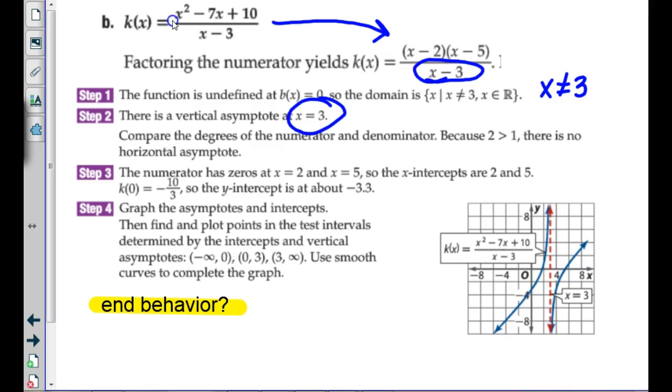The degree of the top, guys, remember this? This one we're going to call top heavy. Do you remember degree? The highest exponent power. So this is degree 2 over degree 1. The phrase on your yellow sheet is top heavy. We're looking for the end behavior now. Notice when it's top heavy, the yellow card says no horizontal asymptote.